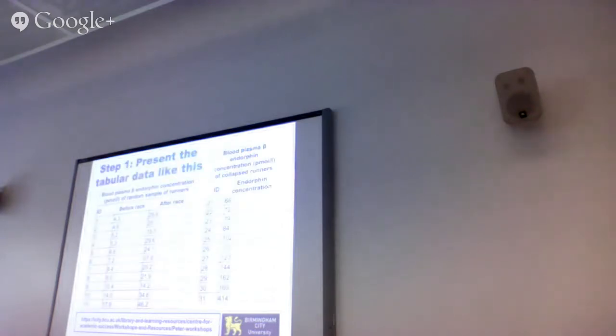Okay, so as I've already said, it's better to present the data like this rather than as a single table. So we've got runners with IDs 1 to 11 before and after. That's what's called paired data. Then we've got an independent set with a different ID number, which is the people who collapsed at the end of the race. Everyone happy with that so far? So that's a really important stage in interpreting the data.